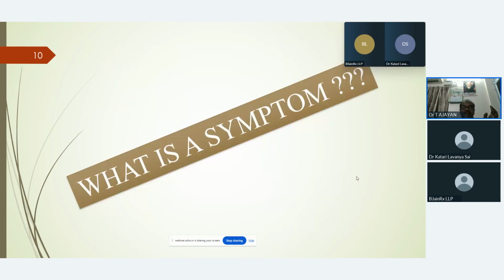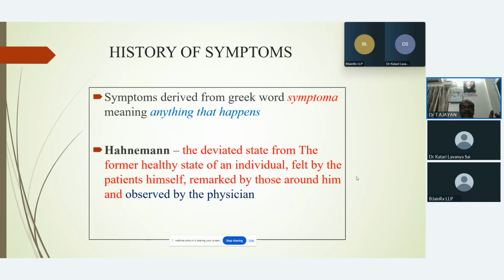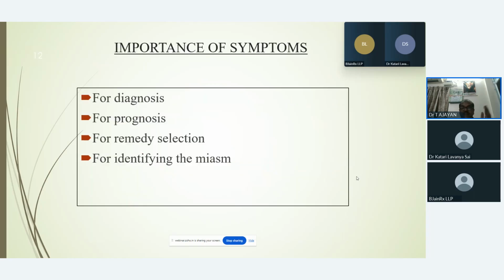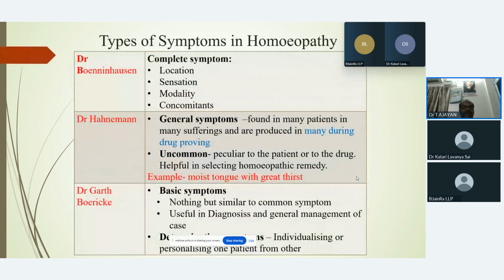Okay, then what is the symptom? Hahnemann describes the deviated vital force, and at that time the manifestation on the mental, emotional and physical level is there. That is called a symptom. Commonly we use symptoms for diagnosis. They help for prognosis, they help for remedy selection, and they also help for identifying the right miasmatic background of the patient. These are the types of symptom.